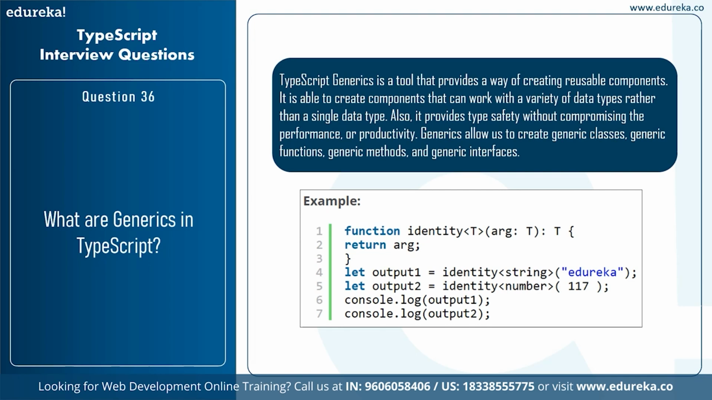Then we have passed an argument T. Then we return that argument, and for the output, the first output will be the identity string, which is Edureka, then identity number 117. So here the way of specifying these identities are different. We write them inside the open and close brackets and specify the type. So the first one is a string, the second one is a number. Now when we take the output for both of these, the first output will be Edureka and the second output will be 117, that is any number.